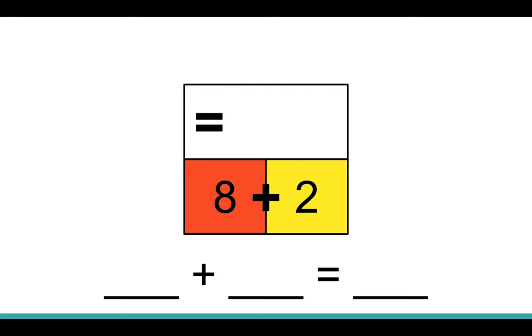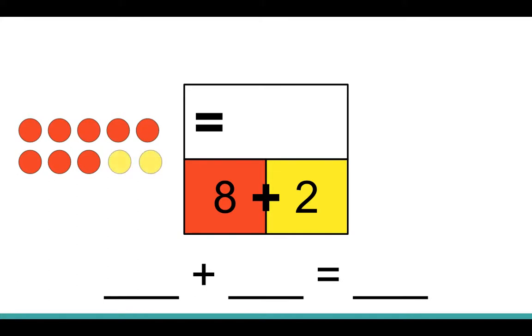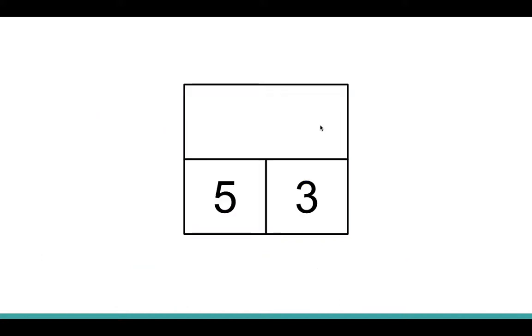So I can use counters to help myself. I have 8 red counters over here to represent one part, and I have 2 yellow counters to represent the other part. If I put those in the equation down at the bottom, I have to put them together to make the orange whole at the top. So 8, the red part, plus 2, the yellow part, when I put them together, they have to be the same as what the whole is, which is 10. So 8 plus 2 is 10. One part is 8, the other part is 2. When I put the two parts together, they are 10.